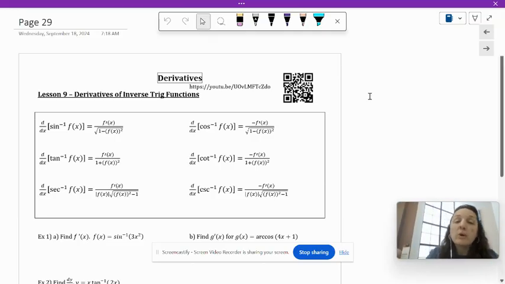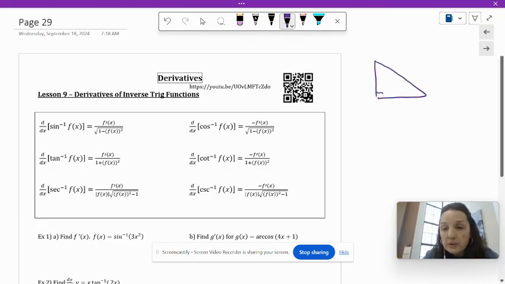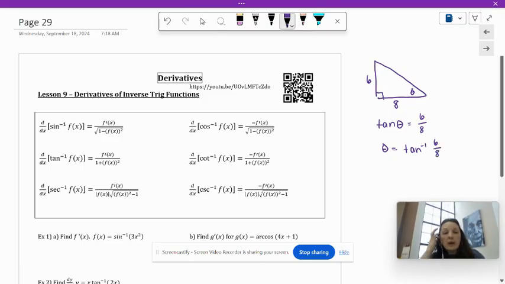So, a quick reminder on what inverse trig functions are. One purpose they serve is, let's say I have a triangle and this side is 6 and this is 8, and I want to know what angle theta is. I could say tan theta is 6 over 8, which means theta is the inverse tangent of 6 over 8. Then you type that into the calculator, and the inverse tangent takes an input that's a ratio and gives you an output that's an angle.